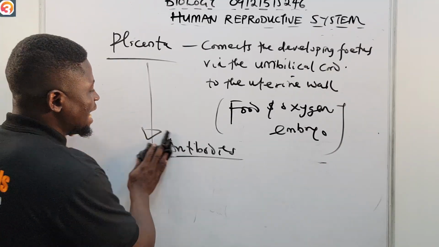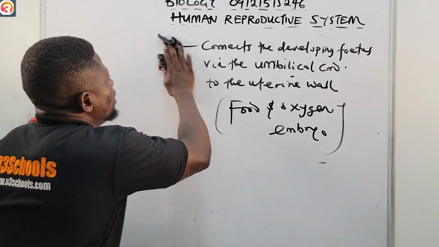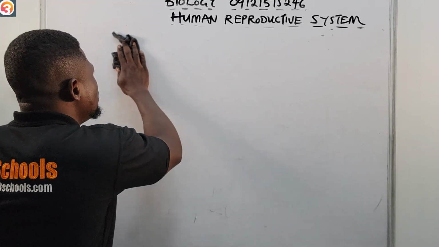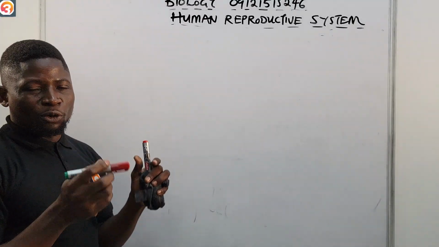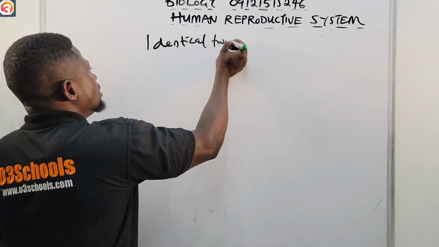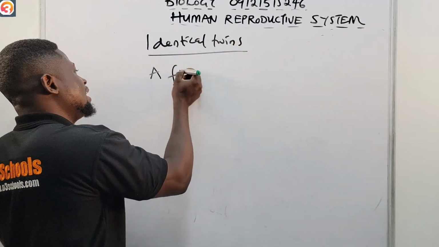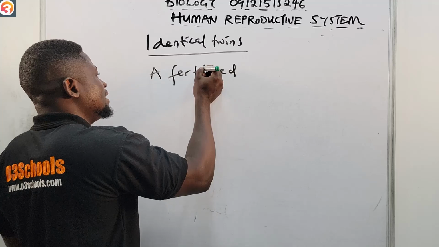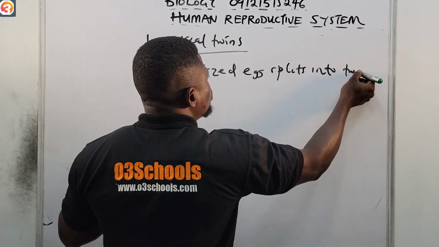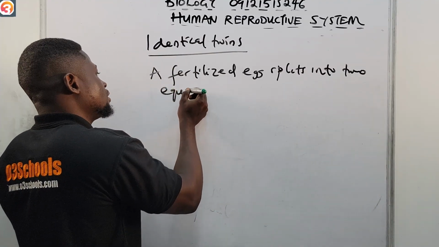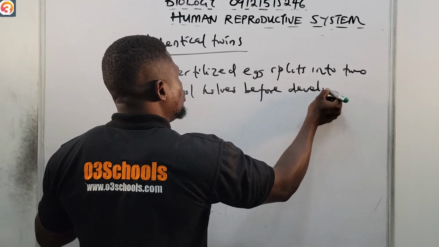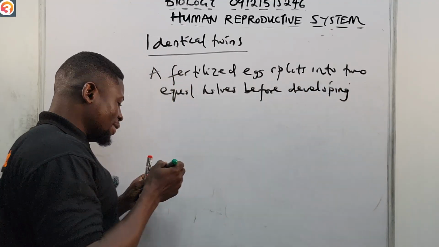Now, let's also talk about identical twins. Okay, so what happens in the case of identical twins is that a fertilized egg will split into two equal halves before developing.